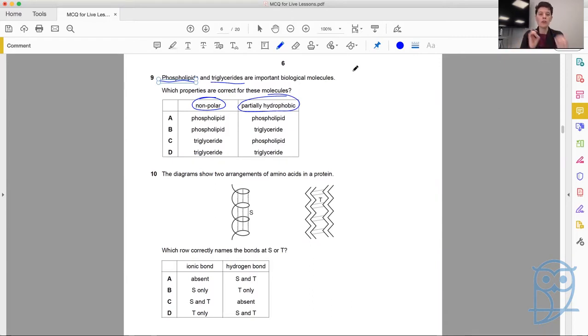So remember, polar and nonpolar also link into hydrophobic and hydrophilic, because water is polar. So if you are nonpolar, then you are going to be hydrophobic. If you're polar, you're going to be hydrophilic. It's the same as water. So if we think about phospholipids and triglycerides, our nonpolar one is the triglyceride, because a phospholipid has a polar head, that phosphate group. Partially hydrophobic implies that we also have partially hydrophilic, which means our phospholipid. So we look now for the line that has triglyceride on the left, phospholipid on the right, and there we go, our answer is C.